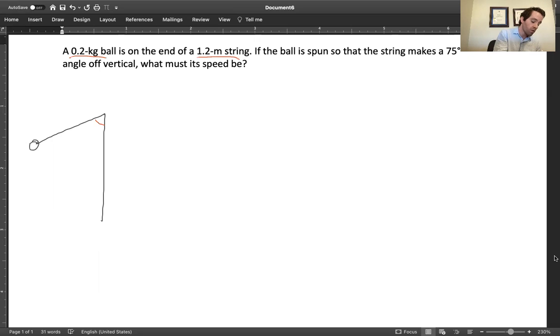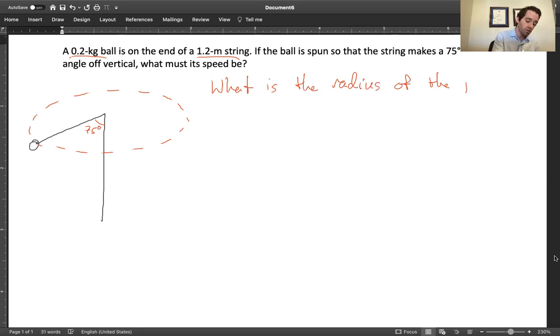So in this diagram, we've got a 75-degree angle right here, and the ball is traveling in a circle like this. It is a horizontal circle. First of all, I want to call attention to the fact that the ball is not traveling in a circle with a radius of 1.2 meters. So what is the radius of the actual path? Because if we're going to be analyzing this from a rotational dynamics point of view, we're going to have to know the radius of the actual path so that we can do things like centripetal acceleration.